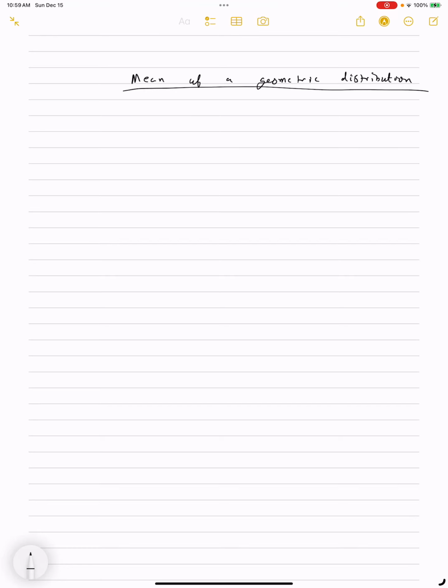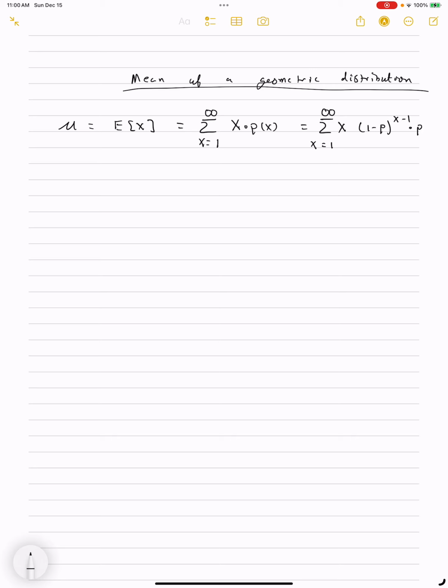Today we're going to be talking about the mean of geometric distribution. The mean is calculated as the expected value of x, and one way to calculate this is with the summation from x equals 0 to infinity, and I apologize, the value starts at 1, of x times p of x. Okay, and we know what the probability distribution is here. It's geometric, so this is going to be 1 minus p to the x minus 1 times p.